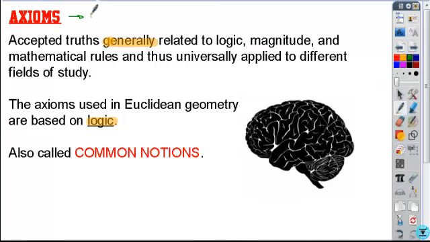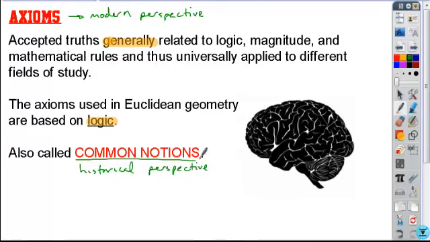Axioms are kind of the modern perspective. Anytime I use the term axiom, I'm going to be talking about just the modern way that these logical relationships are interpreted or translated. If I refer to common notions, I'll usually be talking about the historical perspective. So this will be more in terms of words, what the word relationships are for these logical relationships, historically speaking. Axioms are more modern, the common notions are more historical.